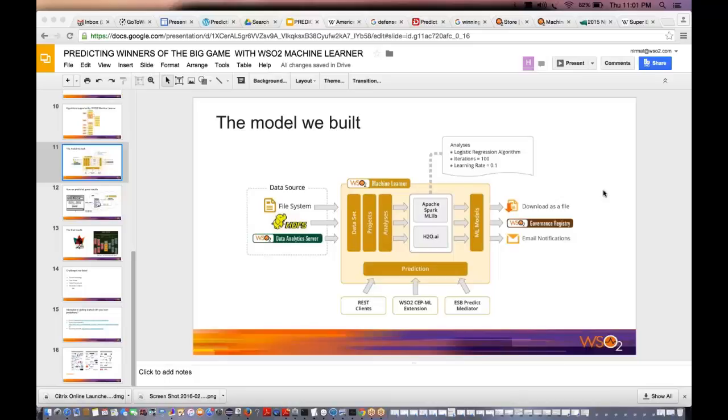We leveraged those functionalities in the WSO2 data analytics server. We published the data that we gathered into the WSO2 data analytics server, and then reprocessed and cleaned the data using Spark SQL queries as well as Lucene indexing queries. That's how we did the data preprocessing part.